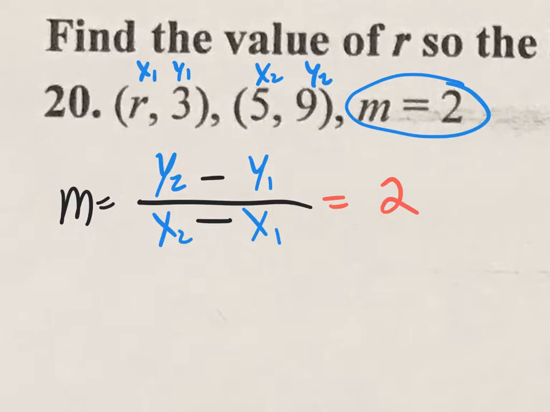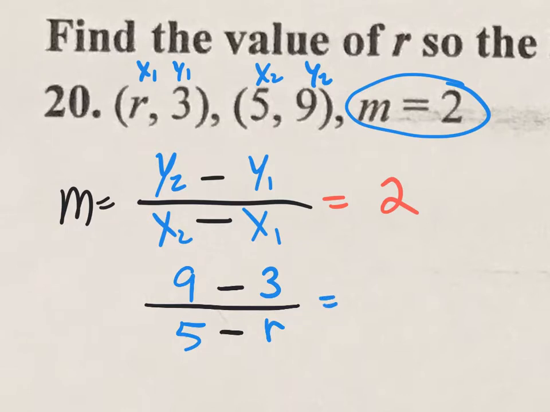So again, I'm going to rewrite my equation, put the minus here, the minus there, but I'm plugging in my y2 value of 9, y1 value of 3, x2 value of 5, x1 value of r, and we know it equals 2. So there's my equation. And we're going to have to solve this equation.